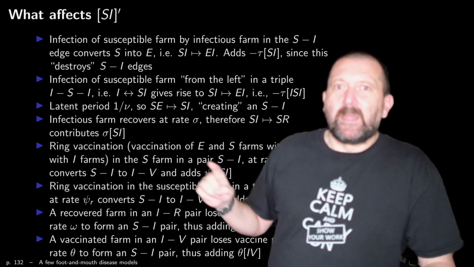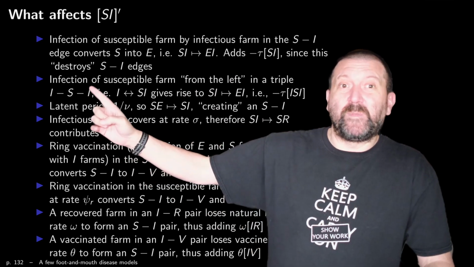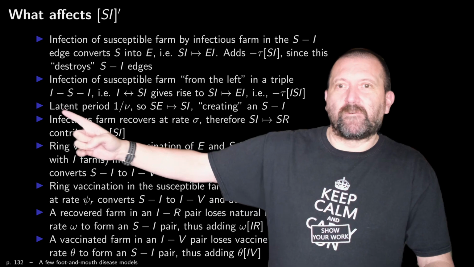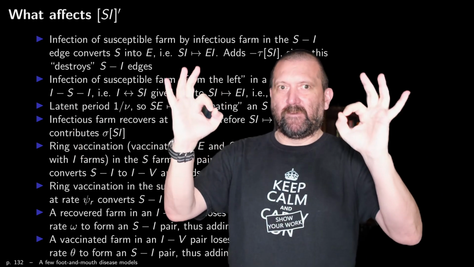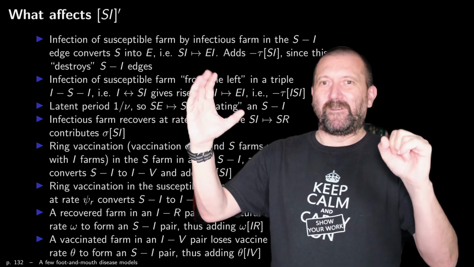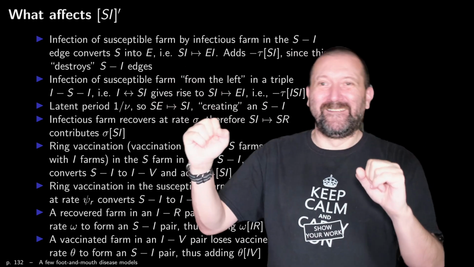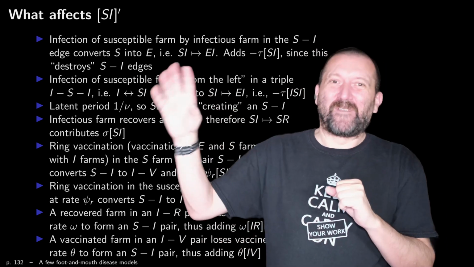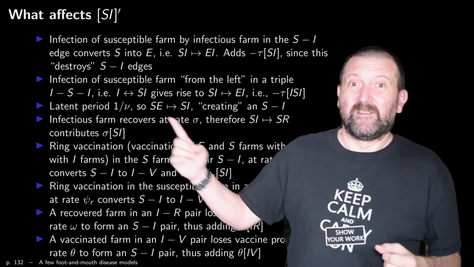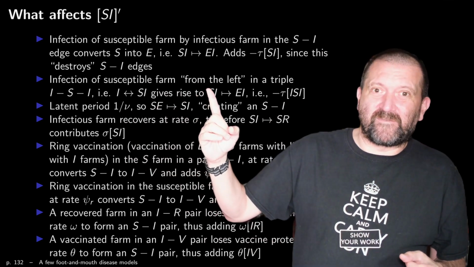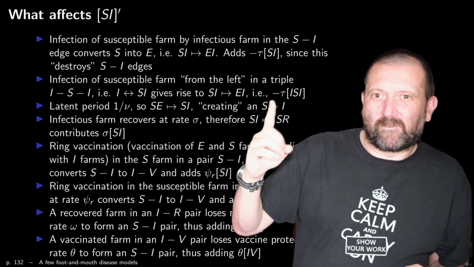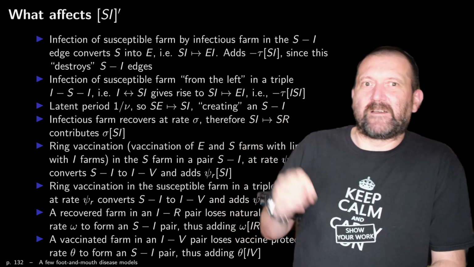Okay. Now you can also have triples. So there would be infection of a susceptible form from the left, if you think about it, in a triple. So this time I'm considering two infectious forms, and in the middle I have a susceptible form, and in that case it's the left one. Okay, this is my right hand, the left one on the slide, but it's the left one that contaminates the susceptible. Okay, so here you have I goes to SI, and so this is disappearing. So again, you have a minus tau SI.